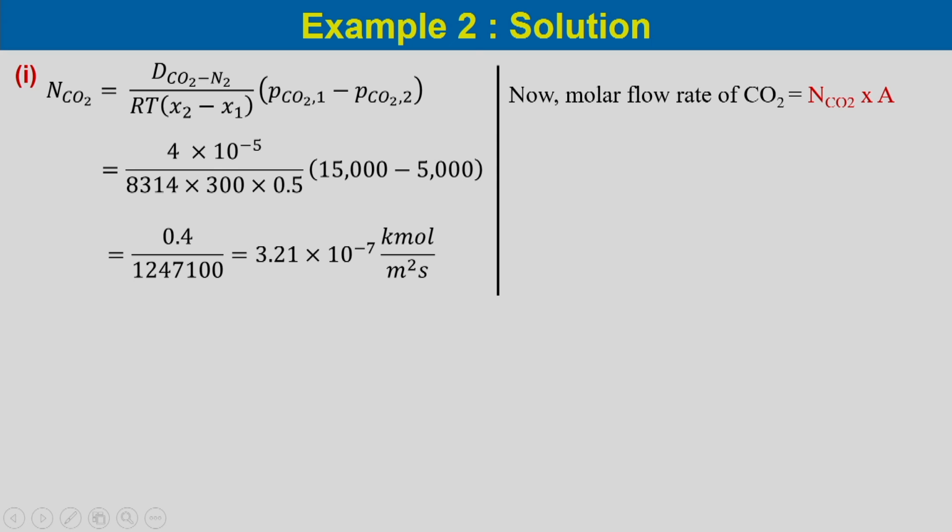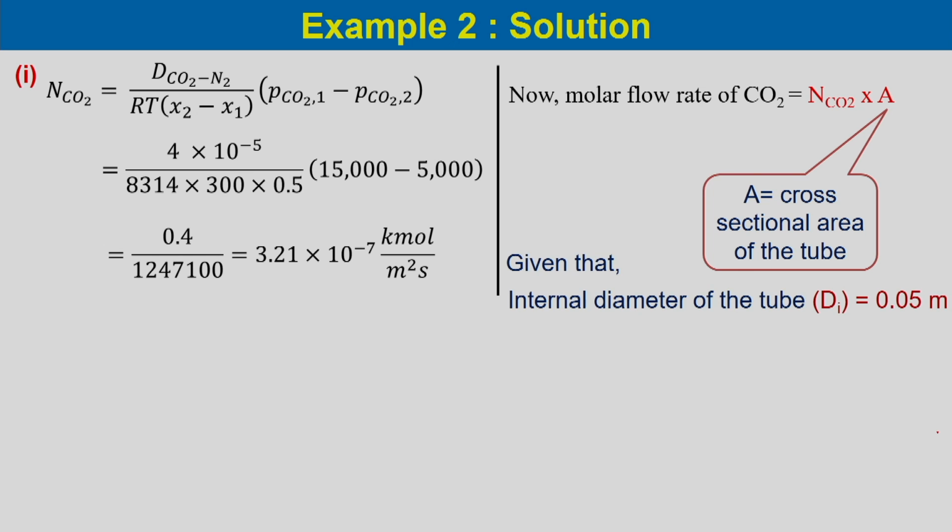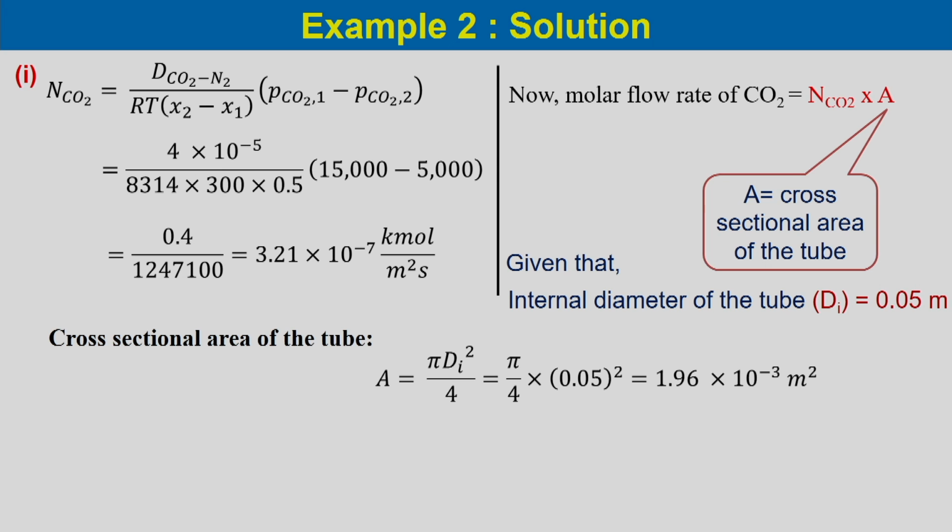Now, the molar flow rate of carbon dioxide is equal to N_CO2 into the area. A is the cross sectional area of the tube. So, given that the internal diameter of the tube, di, is 0.05 meter, the cross sectional area of the tube A is equal to pi di square by 4, which is equal to pi by 4 into 0.05 square, which is equal to 1.96 into 10 to the power minus 3 meter square.